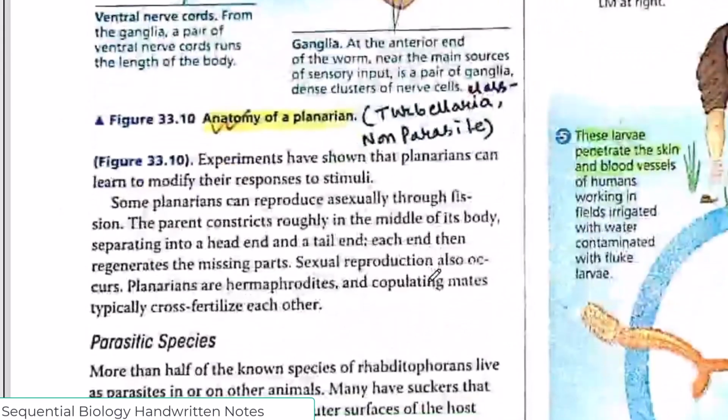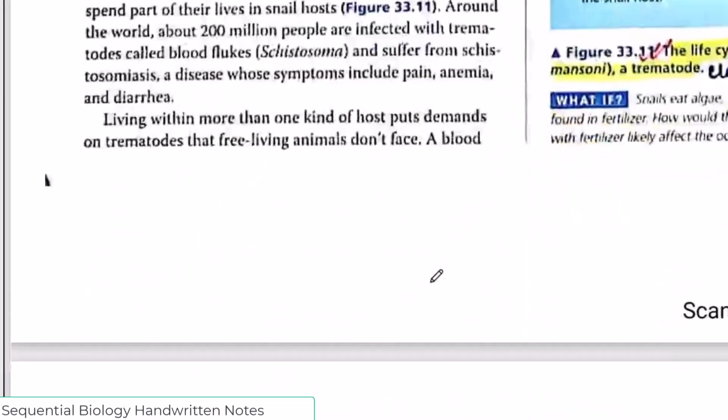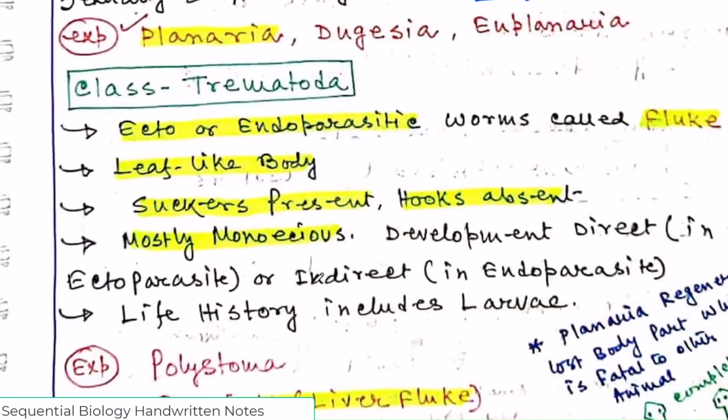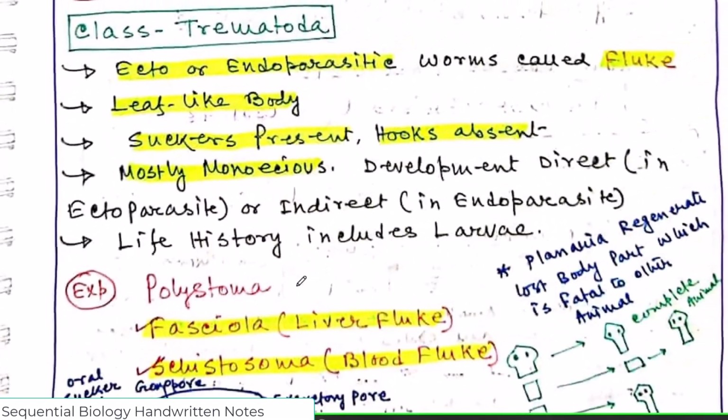They are free living, they are non-parasitic. And the next class is class Trematoda, ecto or endoparasite worms called the fluke. Ecto or endoparasite means they can be found on the surface of a host body, and when the organism is found on the surface of the host body, they are called ectoparasite, and when they reside inside the host body, they are known as endoparasitic.